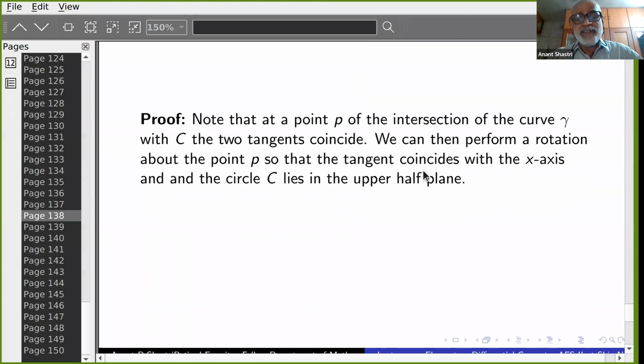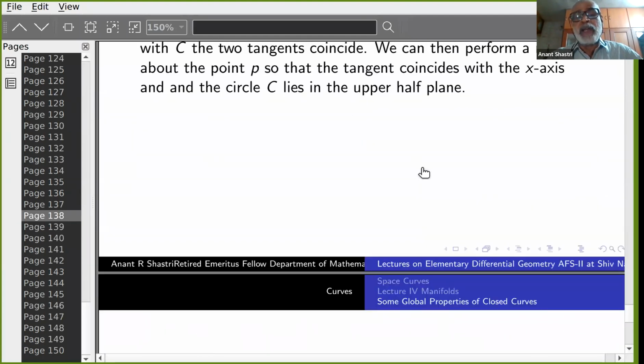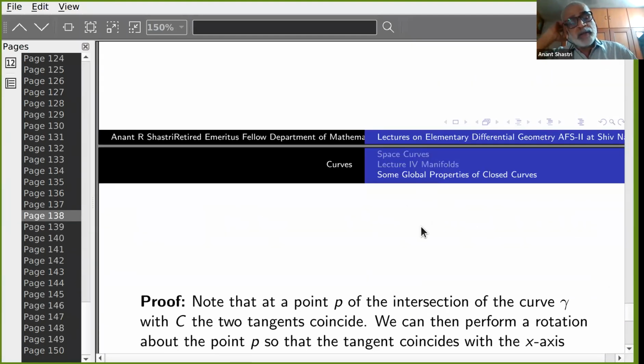So that is the easiest picture. You have a pen and paper, you can draw the picture yourself. The curve is inside the circle. You have the x-axis and a circle touching the x-axis and above the x-axis, let us say.